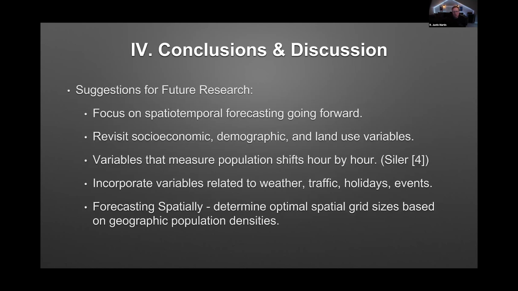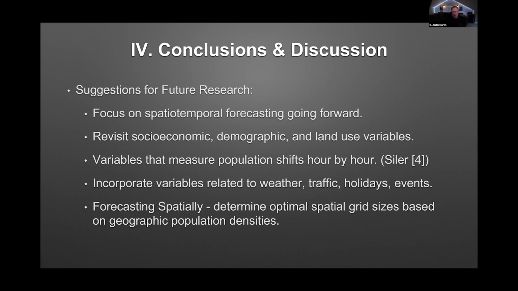Suggestions for future research is to exclusively focus on spatial temporal forecasting going forward. There's really just not a lot of value in the temporal forecasting methods in advancing the state of the art. I think it'd be helpful to revisit, maybe go back to the themes of the 70s with that census data or socioeconomic demographic data, land use variables. Those things could potentially be very helpful. And all this is relative to the service area that we're looking at. Service areas, again, depend on the landscape. It depends on the population density.